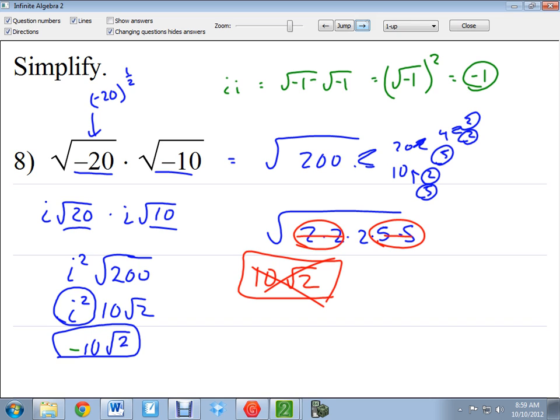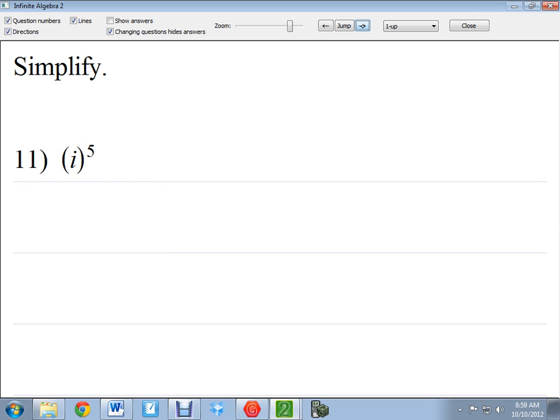Now, since I brought up the i squared and things like that, let's talk about the patterns of i. If you look at number 11 here, it says i to the 5th power and asks you to simplify. If that was an x to the 5th, it's already simplified, you can't do anything. But i's are not quite as easy. We know what i is. i is equal to i. We know what i squared is. We just calculated that. That was the square root of negative 1, squared, which was equal to negative 1.